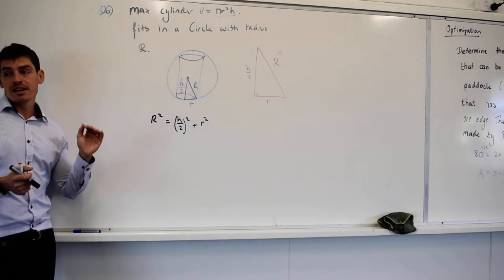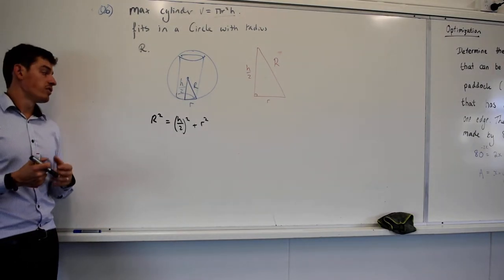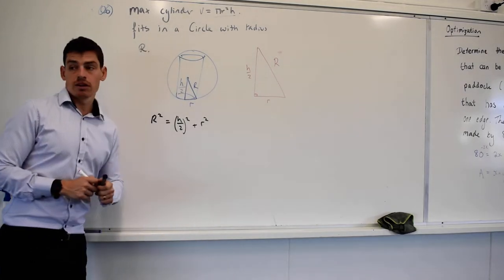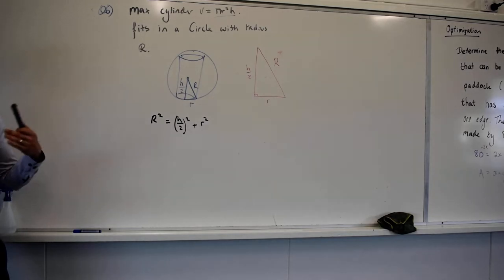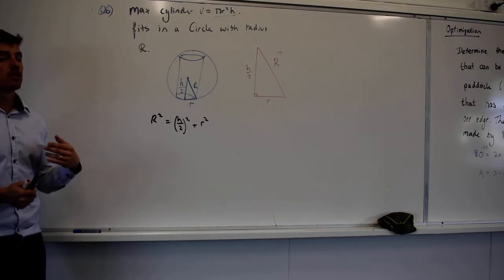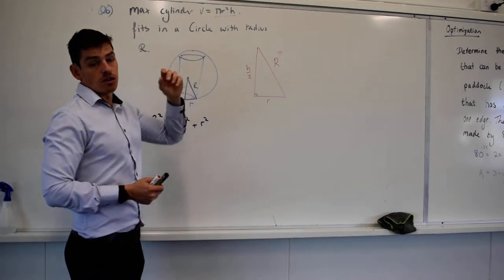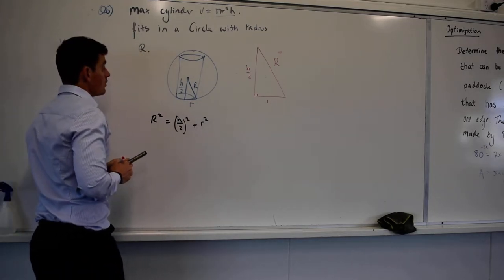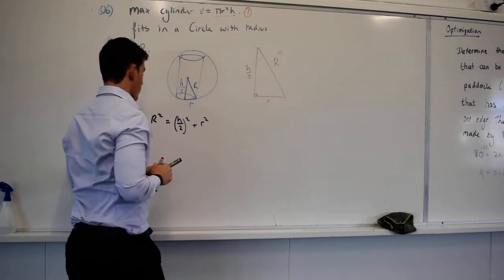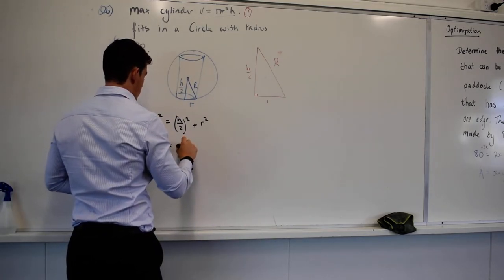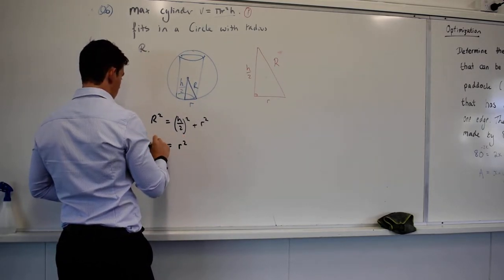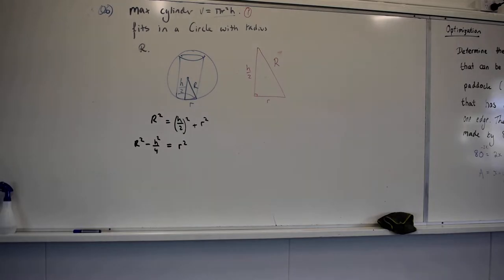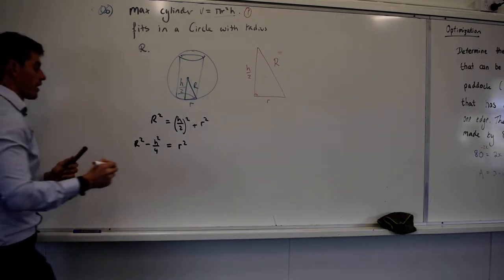I need to get rid of h or r. Which of those looks easier to get by itself? r squared. Am I okay to leave it as r squared? Yes. Where am I going to sub this equation into? The volume equation. So if I have r squared, I can just shove it straight in. That's equation one, and equation two will be r squared equals capital R squared minus h squared on 4. Call that equation two.